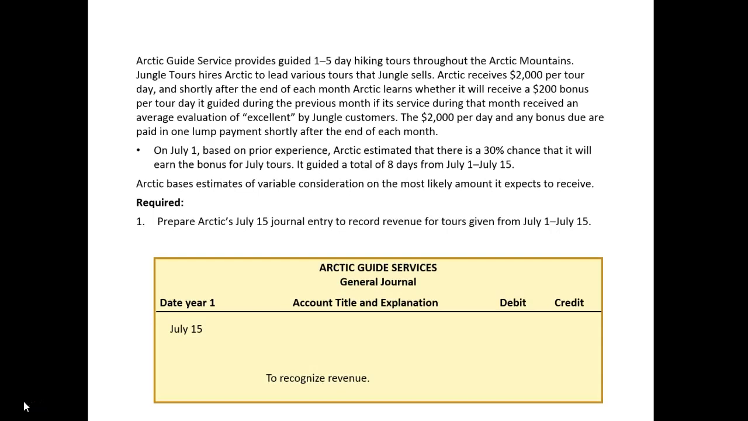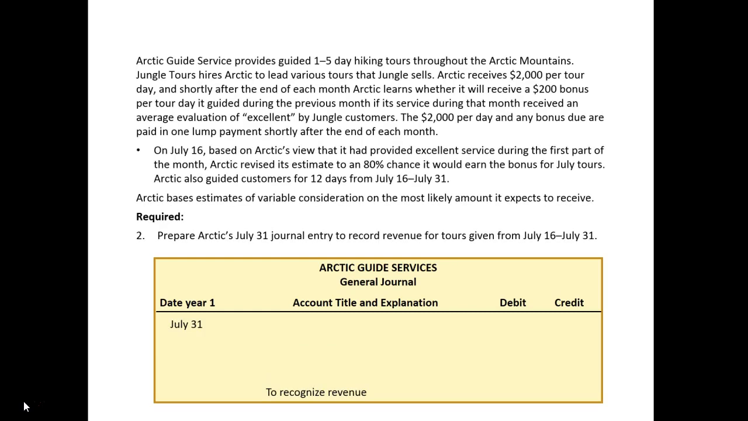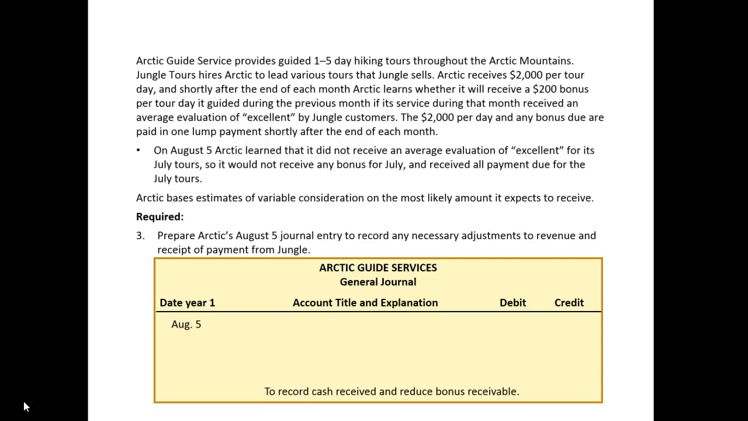So on July 15th, what will happen is we will debit our accounts receivable of $16,000. We will credit our service revenue for $16,000. Then on July 31st, we would record accounts receivable of $24,000 and debit our bonus receivable of $4,000 and credit service revenue for the full amount. But then, on August 5th, we need to make some adjustments. We're only going to receive $40,000 in cash, so we debit our cash, we credit our accounts receivable, and then we have to reverse the bonus receivable because it was not received.